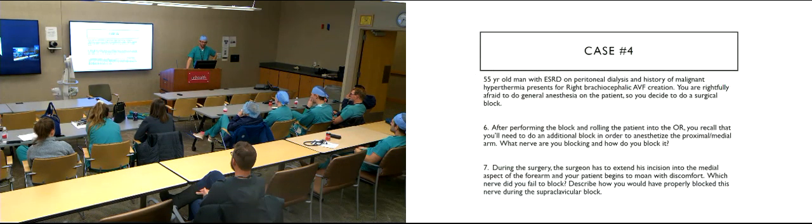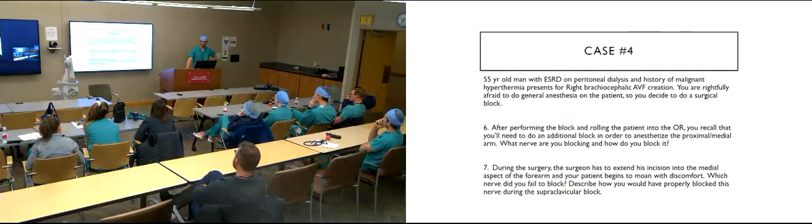All right, case number 4. A 55-year-old patient, same patient. After performing the block and rolling the patient into the OR, you recall that you'll need an additional block in order to anesthetize the proximal medial arm. What nerve are you blocking, and how do you block it?